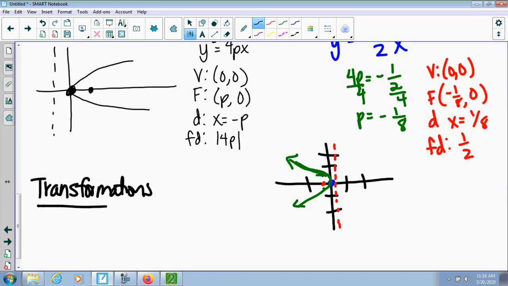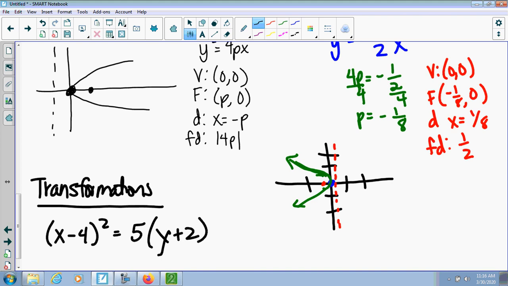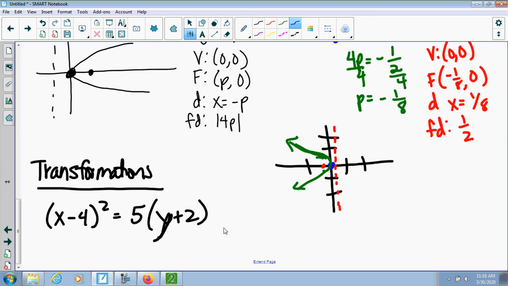Okay, transformations are just like we've done before. If it's with the x value, it's going left and right. If it's with the y value, it's going up and down, and you always do the opposite of it. So if we had x minus 4 squared is equal to, let's say, 5 times y plus 2. So you first just figure out how it transforms, and then you do everything else the same.